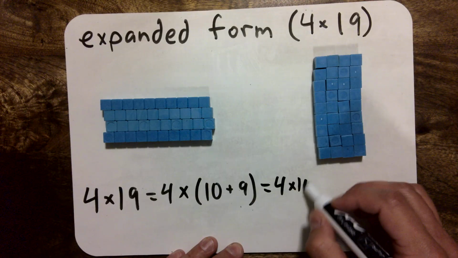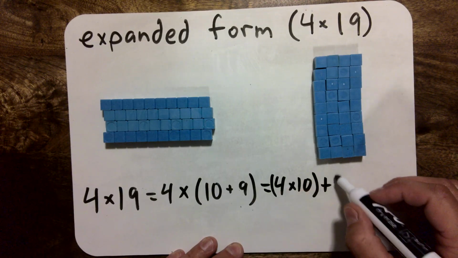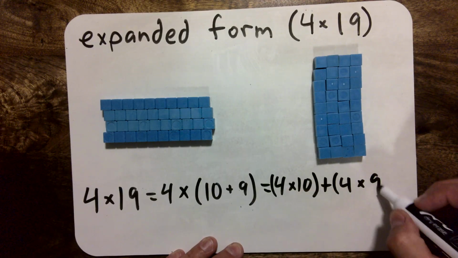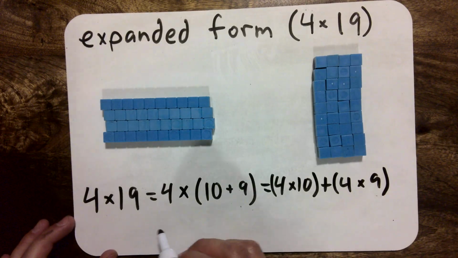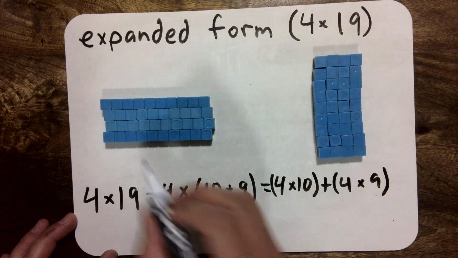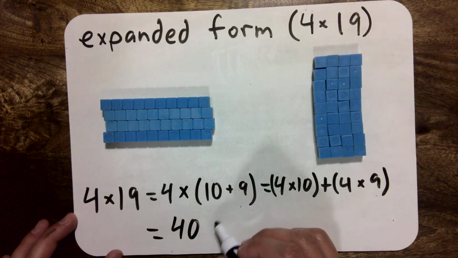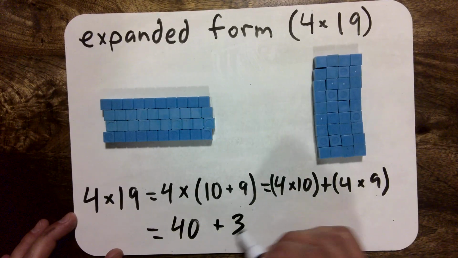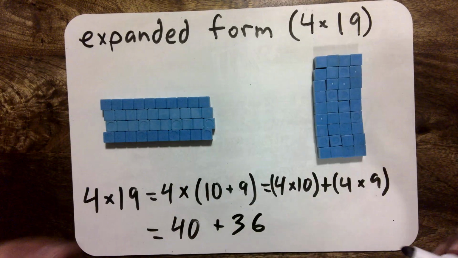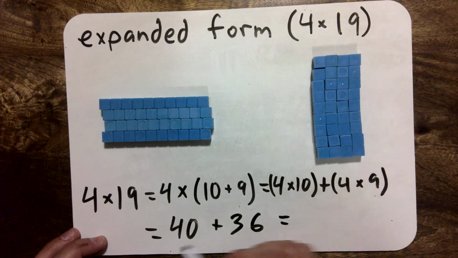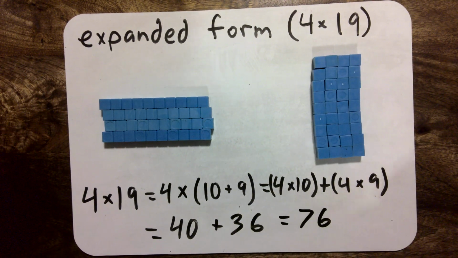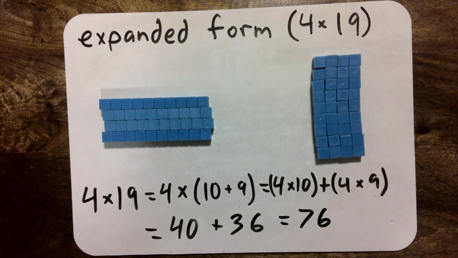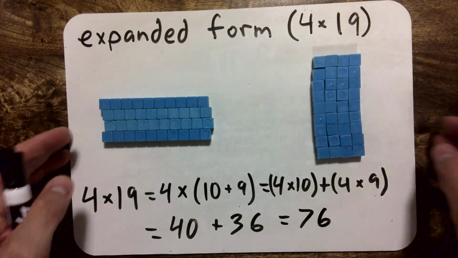So we get 4 times 10 plus 4 times 9. For the 4 times 10, that's the 4 tens. We had 40. And then 4 groups of 9, 36. And then again, we want that total. We're going to think of that as one total quantity, so we're adding those together to get 76. Right, so that's our expanded form.